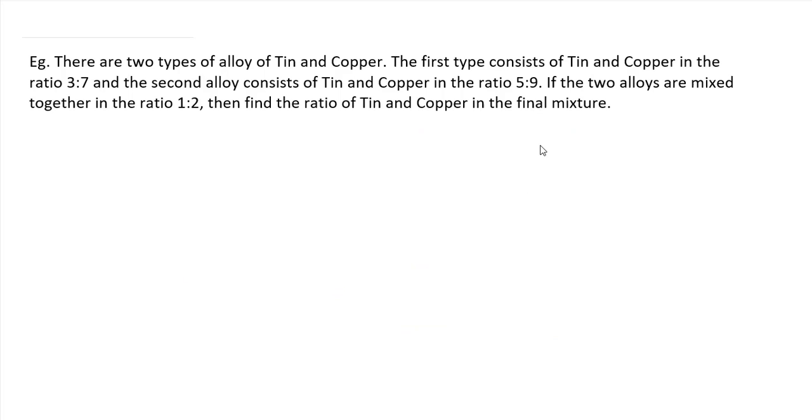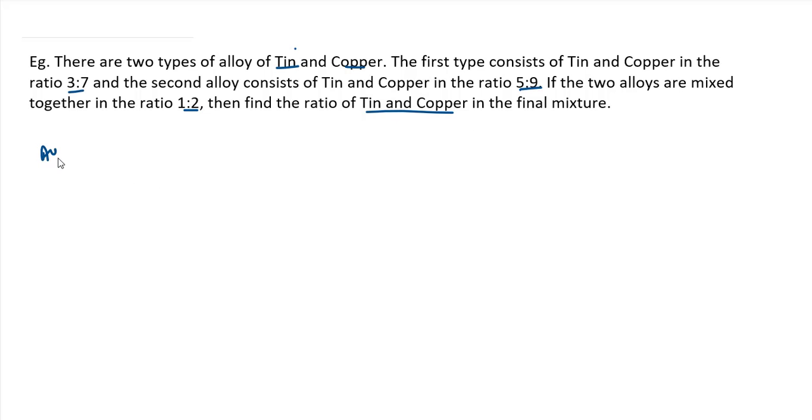Let us take the next example. In this example, there are two types of alloys of tin and copper. An alloy is basically a mixture of two or more materials. In this case, the two materials are tin and copper. The first type consists of tin and copper in the ratio 3:7, and the second alloy consists of tin and copper in the ratio 5:9. If the two alloys are mixed together in the ratio 1:2, then find the ratio of tin and copper in the final mixture. So there are two types of alloys of tin and copper. We are mixing them in the ratio 1:2, and we have been asked to find the final ratio of tin and copper in the mixture.